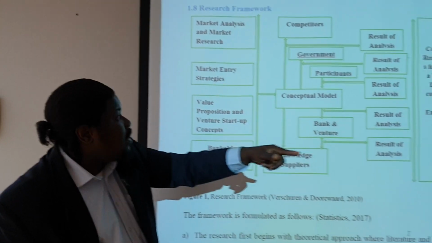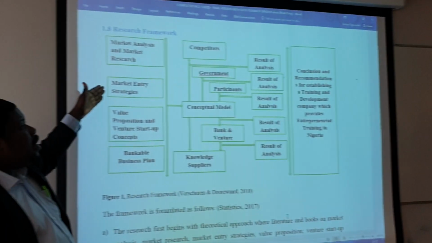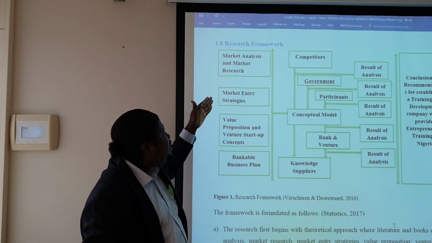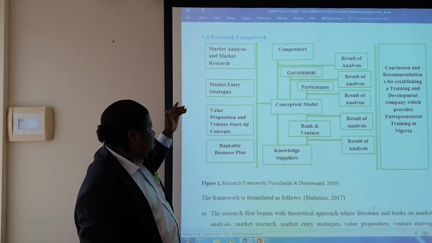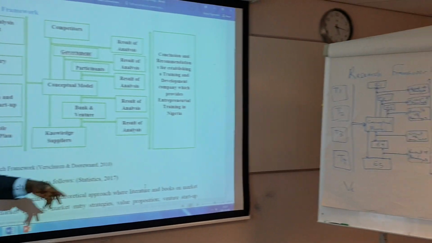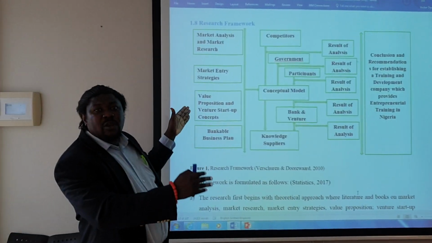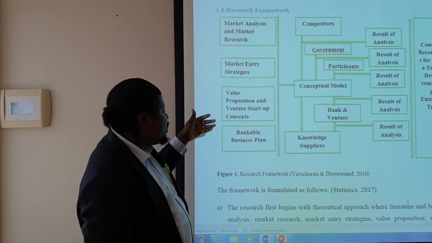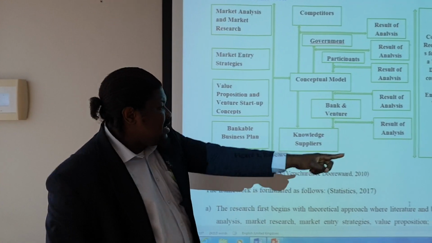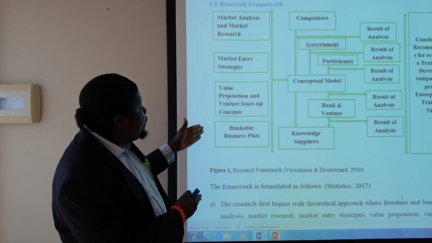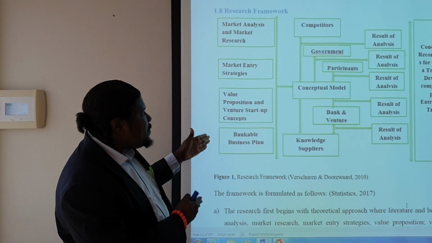T2 is market strategies. This student is going to research and write literature on different market entry strategies, okay? Value proposition and venture startup concept will be T3. The student here is going to write a lot of theory about value proposition and venture startup concept. Bankable business plan, the T4. The student is going to write a lot of literature about bankable business plan.